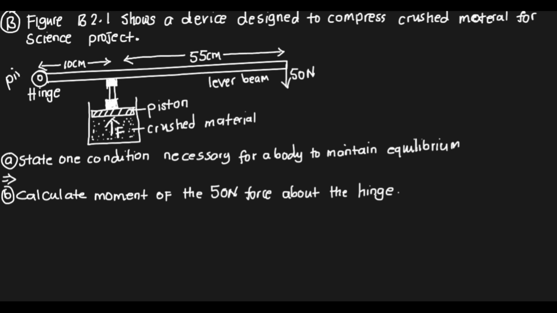So the pivot is the point where the moment is turning. Now, after we've studied this diagram, let's look at the first question here. State one condition necessary for a body to maintain equilibrium. So for this to be at equilibrium, there is this force that is pushing the lever up, and also there is this force that is pushing the lever down. So we have two moments, which is the anti-clockwise moment and the clockwise moment. So for the body to maintain its equilibrium, the two moments must be equal.